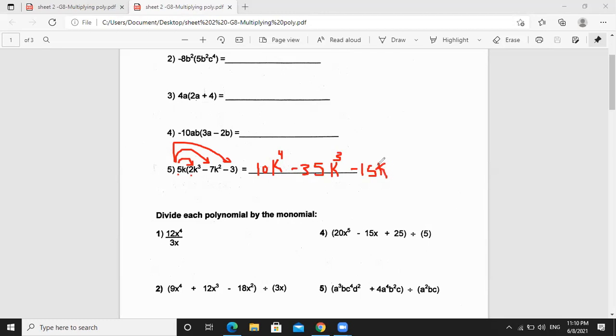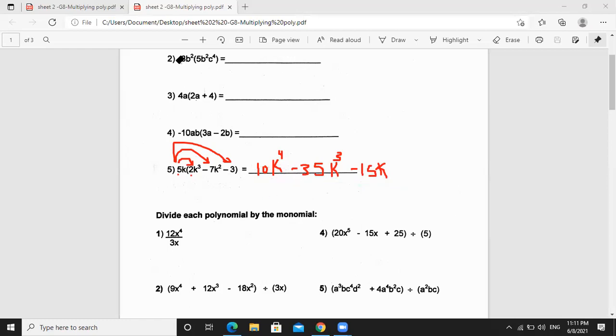We will continue or we will stop? Stop. Why? Because we have different powers. This is an unlike term now. k to the power of 4, k to the power of 3, k, these are unlike terms, so we can't continue and we can't combine them together. Okay?